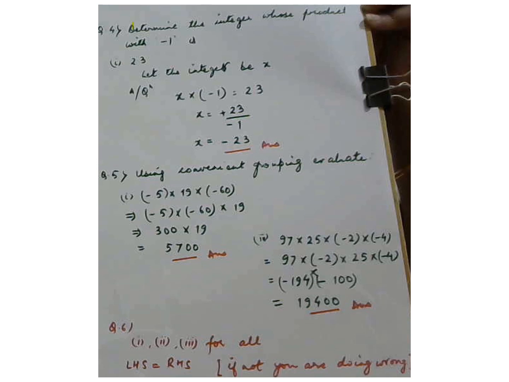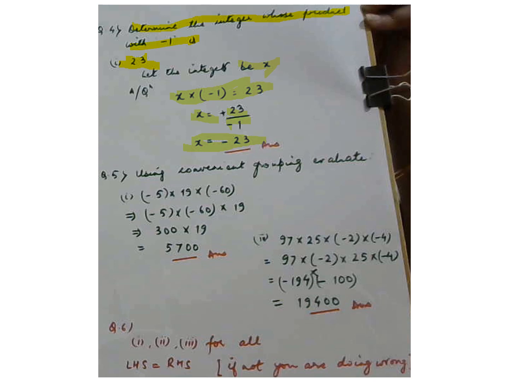Question number 4. Determine the integers whose product with minus 1 is. First part was 23. Let us say the integer is x. According to question, x into minus 1 is 23. Therefore, x will be 23 divided by minus 1 and thus we will get the value of x as minus 23. Same manner you can do the other parts.